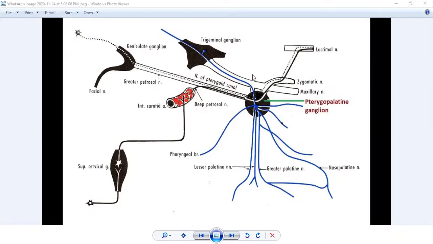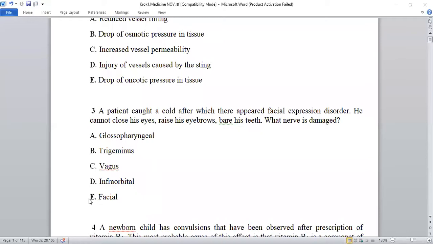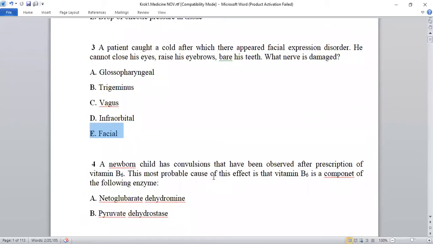All right, so let's move on to the next question. So the answer is going to be the facial nerve, okay? Let's read the question again and answer it. They said a patient caught a cold, after which there appeared facial expression disorder. He cannot close his eyes, raise his eyebrow, bare his teeth. What nerve is damaged? So here the answer is 1. He cannot close his eyes or raise the eyebrow.